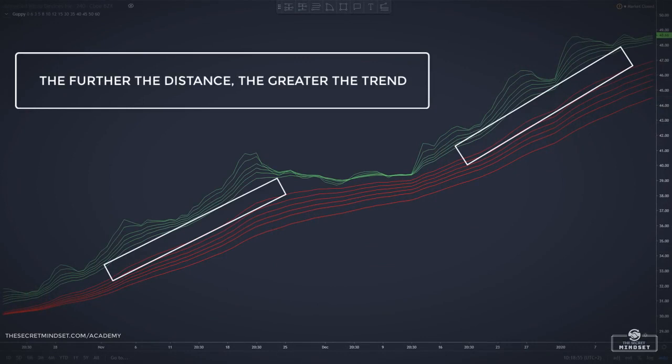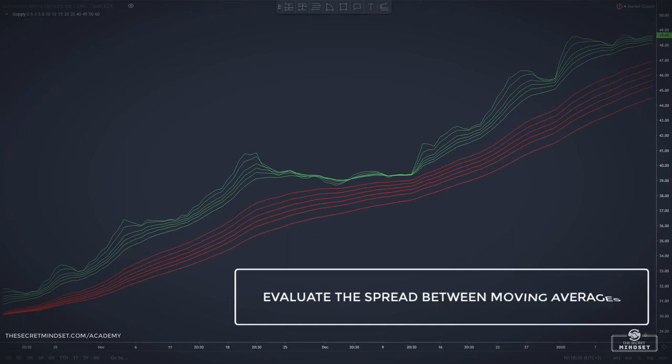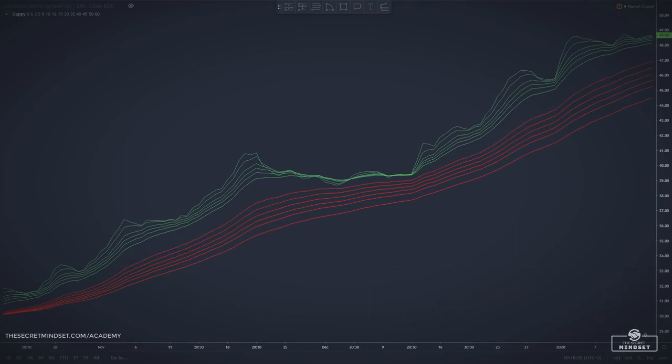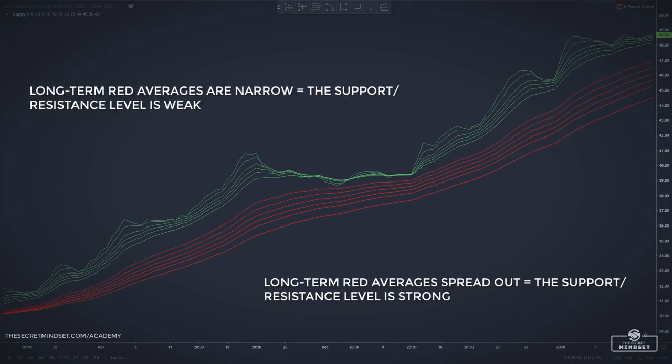Another way to evaluate the strength of a trend is to evaluate the spread between each moving average cluster. If the longer-term red averages are spread out nicely, this indicates that the support or resistance level is broad and strong. If the lines within the cluster are narrowing, this indicates momentum is declining and the reversal or consolidation could follow.